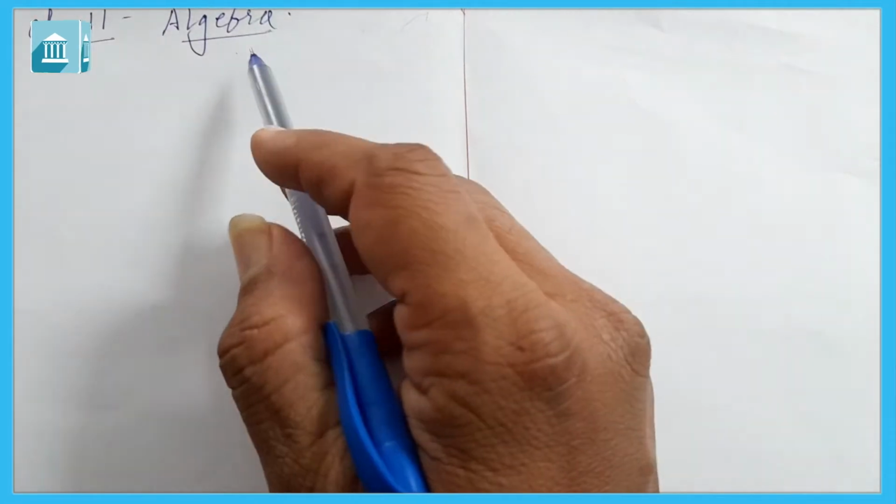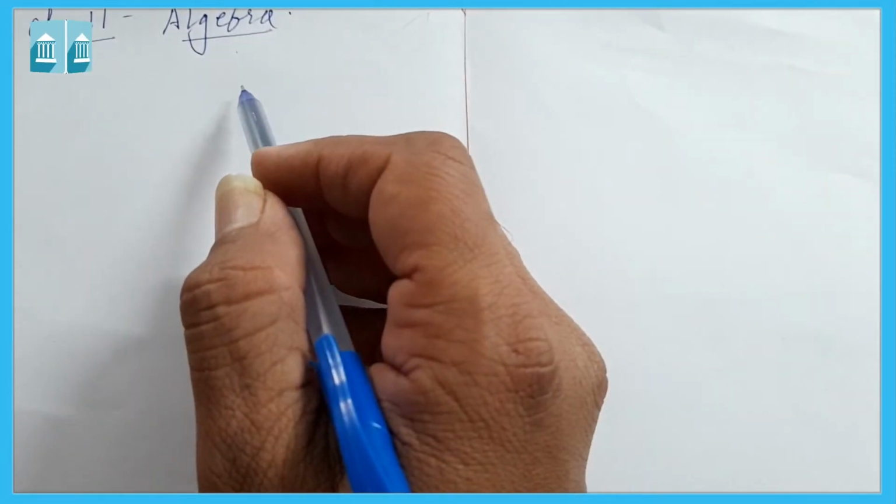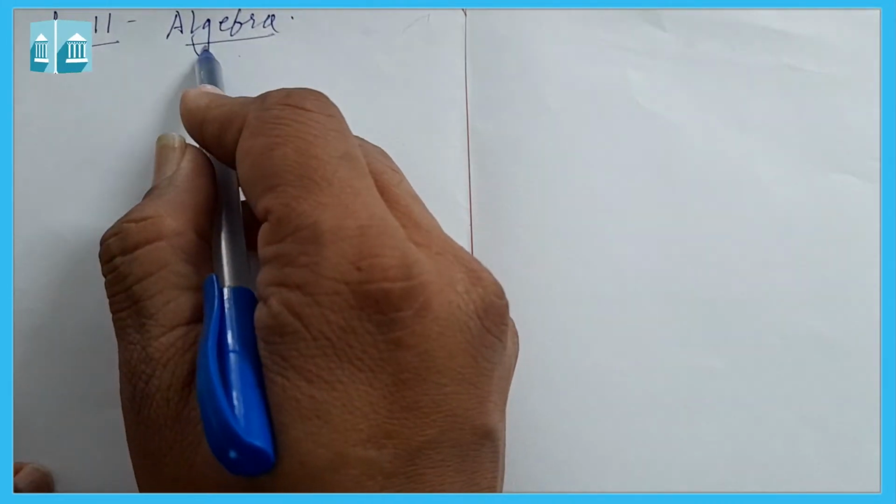Today in this session we are going to learn a new chapter, that is chapter 11, algebra. Might be you had not heard this word before, or maybe you had heard it but you don't know the meaning of this word. Algebra is one of the branches of mathematics, like geometry and arithmetic. Now, what is algebra, how we can form it, and what is the use of algebra, that we are going to learn in this chapter. Okay.